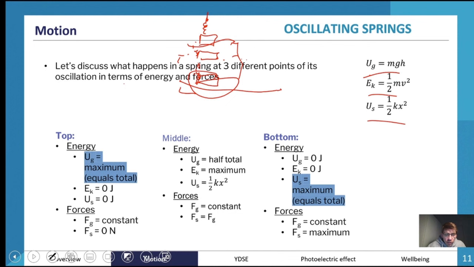So if at the top all of its energy is gravitational potential energy and at the bottom all of its energy is elastic potential energy, you need to understand that all of this gravitational potential energy has been converted into elastic potential energy.